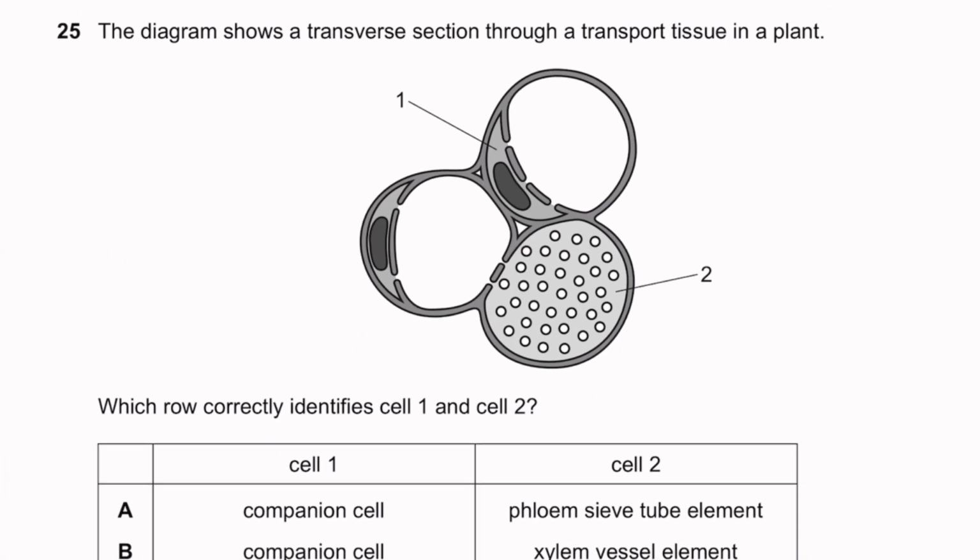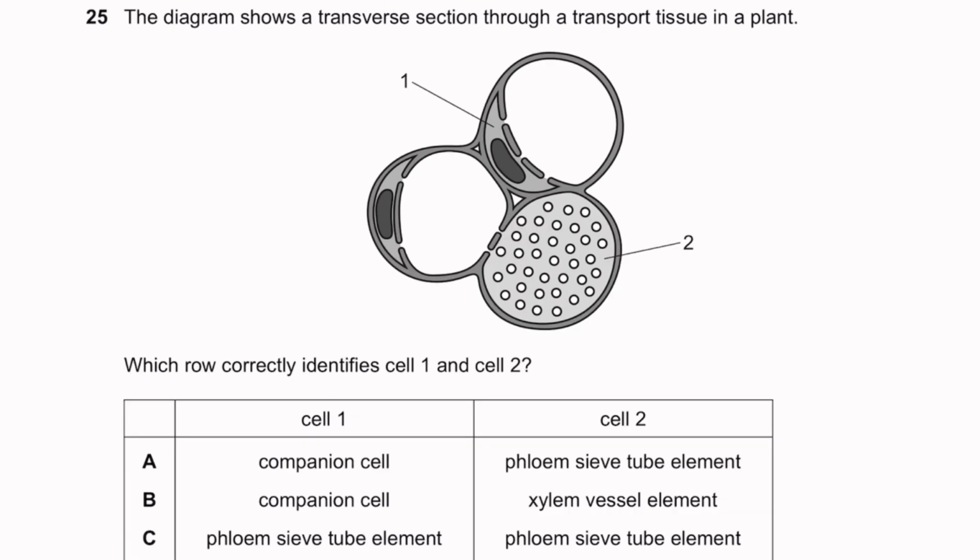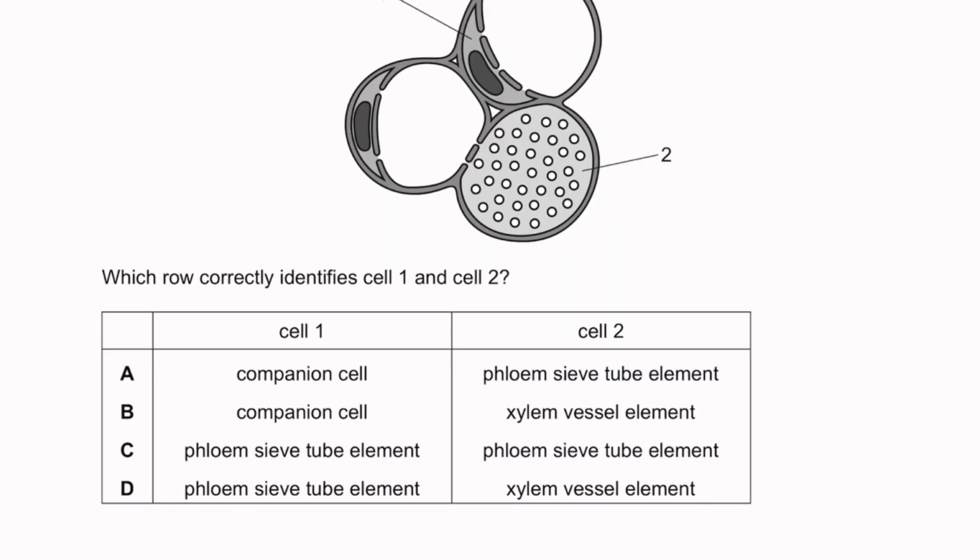The diagram shows the transverse section through a transport tissue in a plant. Which row correctly identifies cell 1 and cell 2? Okay, cell 1 is definitely the companion cell, and cell 2 is the sieve tube element, specifically at the point where it's ending. You can see that at the end it's like a perforated ending. So cell 1 will be the companion cell, and cell 2 will be the phloem sieve tube element. So this should be A.